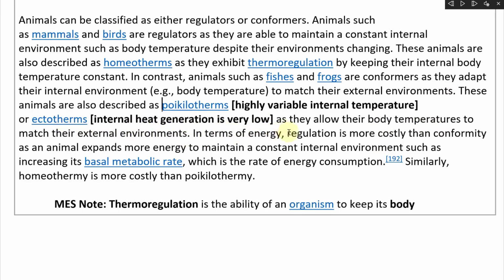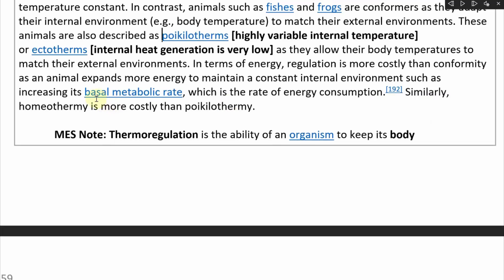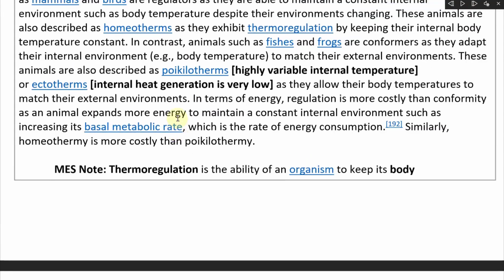In terms of energy, regulation is more costly than conformity, as an animal expends more energy to maintain a constant internal environment, such as increasing its basal metabolic rate. See the pronunciation of this? Basal metabolic rate, which is the rate of energy consumption. Similarly, homeothermy is more costly than poikilothermy.